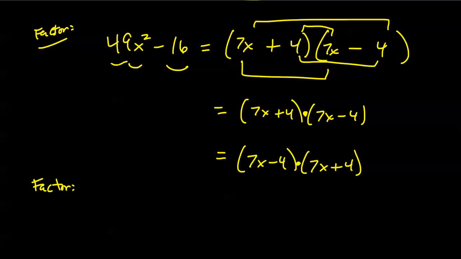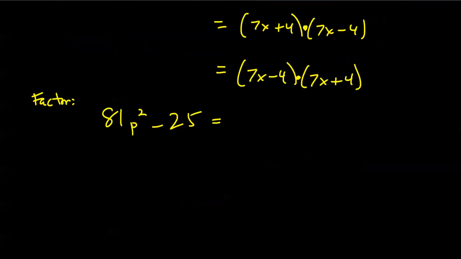Again, factor 81p squared minus 25. 81 is a perfect square. P squared is a perfect square. 25 is a perfect square. So I claim I can break this into prime factors according to our difference of squares factoring pattern.